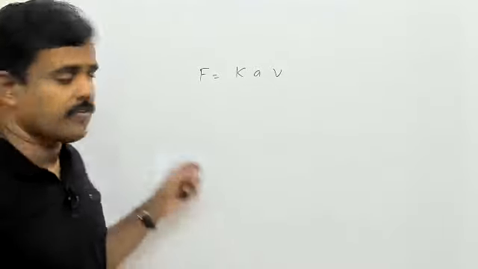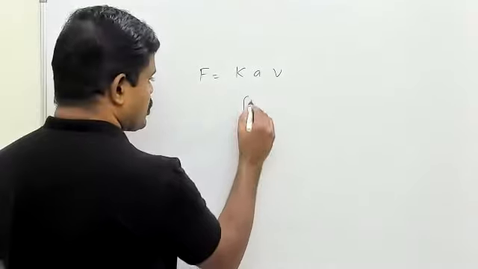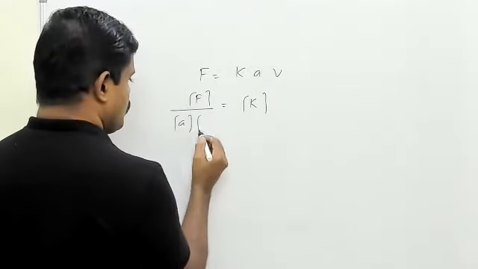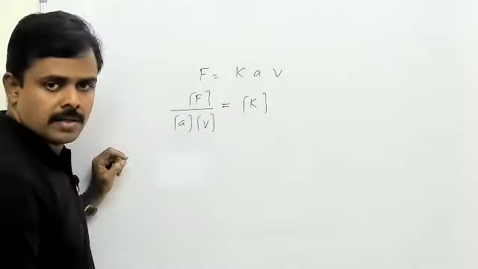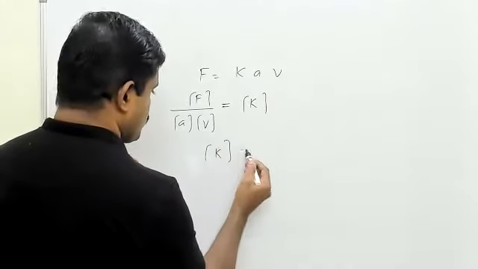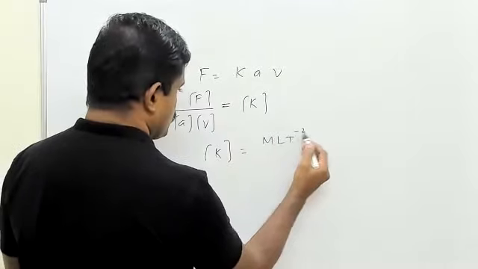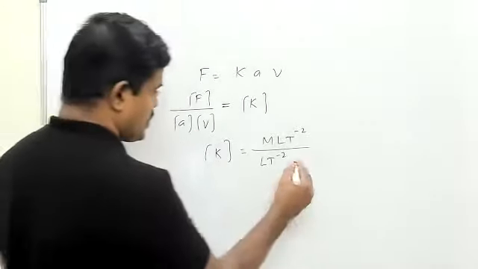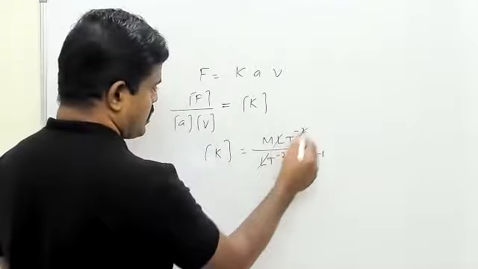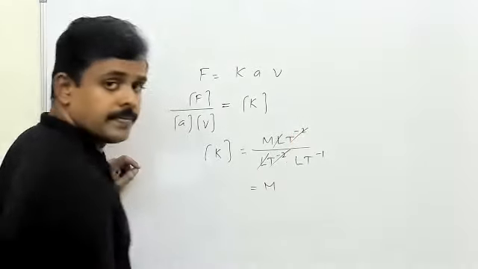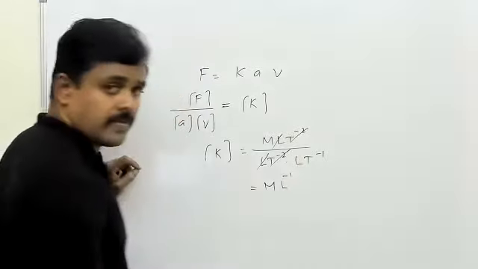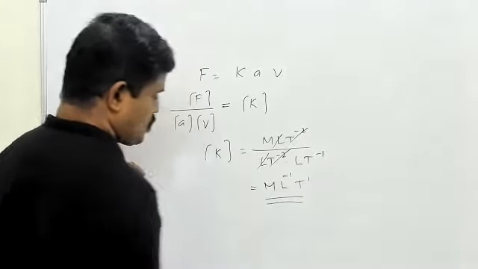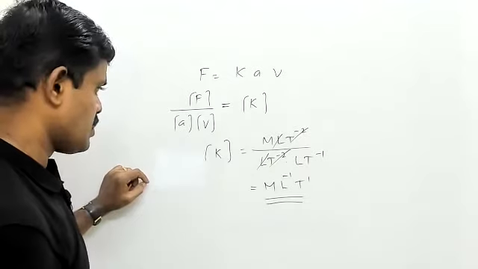What are they asking? Dimensions of K. How do you find it? Dimension of K is equal to dimension of force divided by dimension of A into dimension of V. Let us put the dimensions now. Force is mLt raised to minus 2, divided by acceleration, Lt raised to minus 2, and velocity, Lt raised to minus 1. So the answer is ML raised to minus 1, T raised to 1.